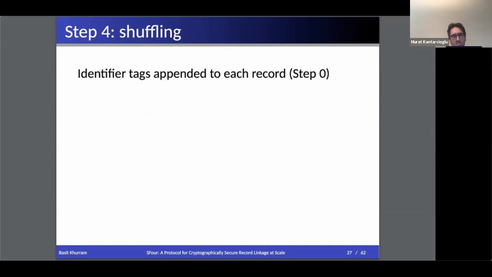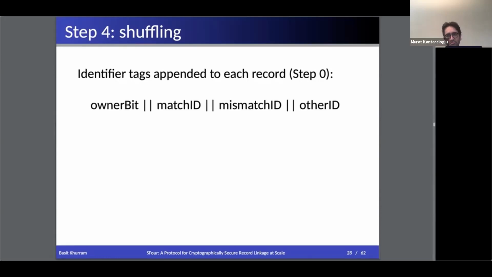Let's remember that our protocol participants appended some identifier tags to the records during the initialization step, the so-called step 0. Each of these tags looks like this.